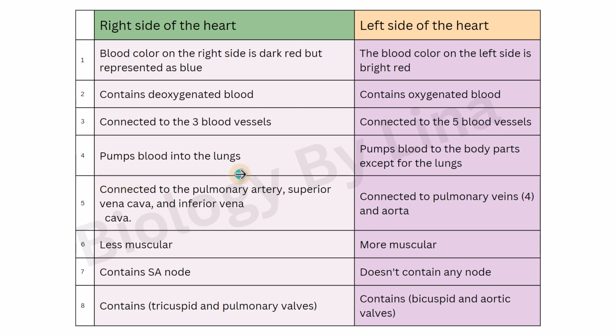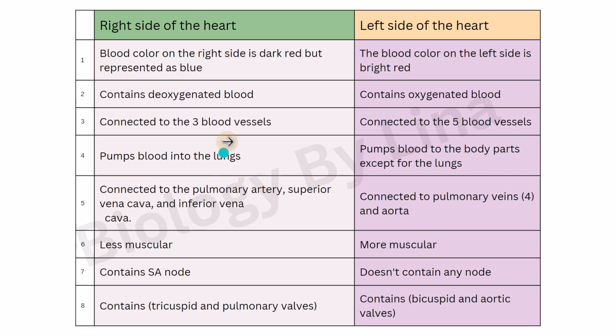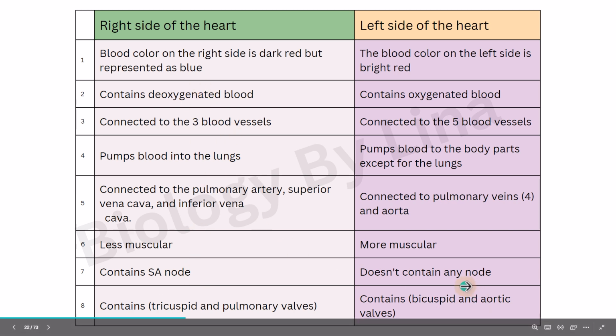The right side of the heart pumps blood into the lung, while the left side pumps blood to the body parts except the lung. Here the right side is connected to the pulmonary artery, superior vena cava and inferior vena cava, and here the left side is connected to 4 pulmonary veins and the aorta. The right side is less muscular, while the left side is more muscular. The right side contains the SA node, which we will talk about later, the node that controls the heartbeat, while the left side doesn't contain any node. The right side contains the tricuspid and pulmonary valves, while in the left side we can see the bicuspid and aortic valves.